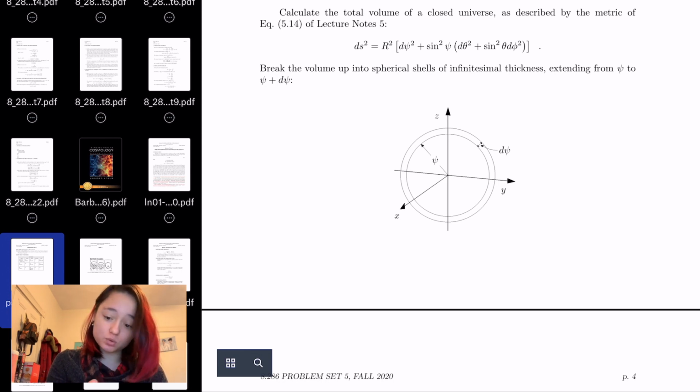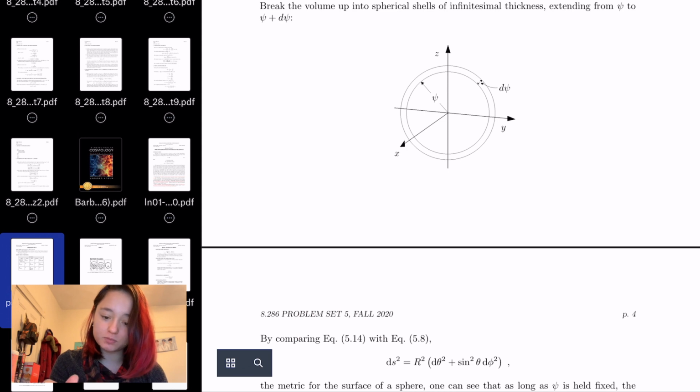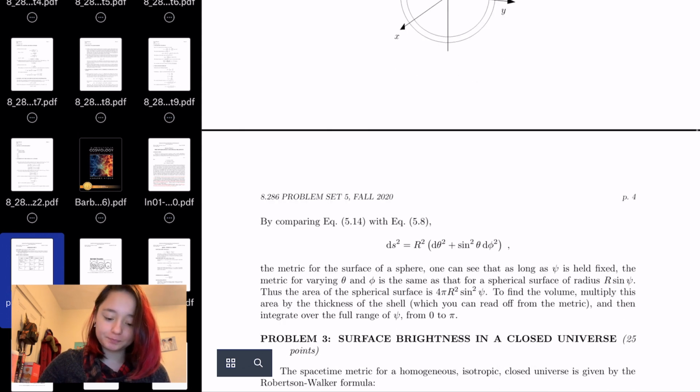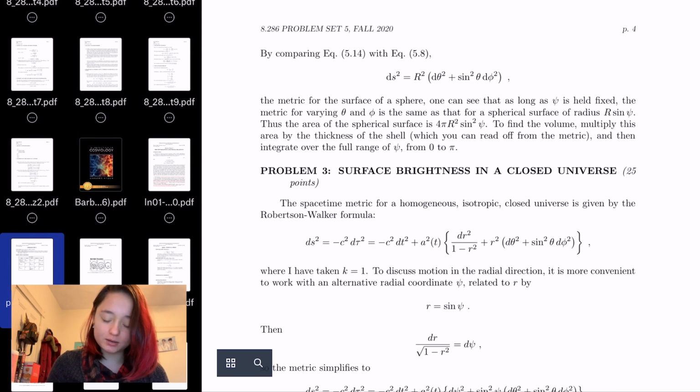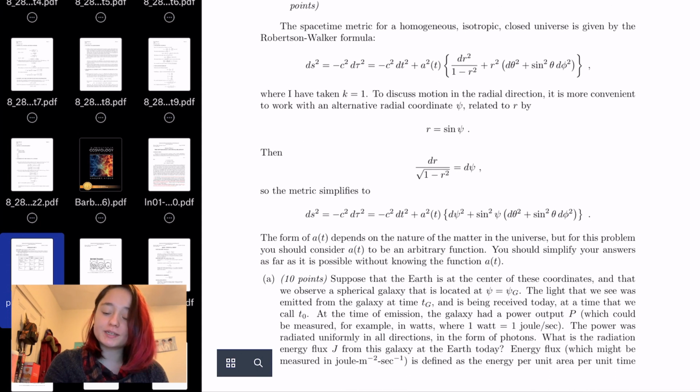It gives you the metric of a closed universe, and then it gives you some hints about how to get this volume. It says to break up the volume into spherical shells, and then use this, which is the metric for the surface of a sphere. Problem 3, surface brightness in a closed universe. So, more closed universe problems.